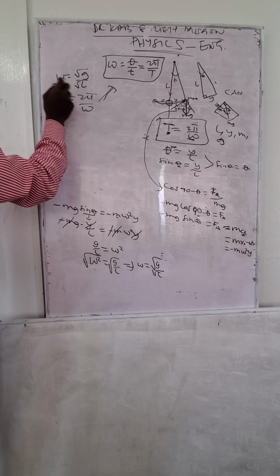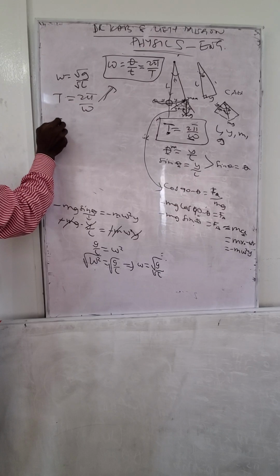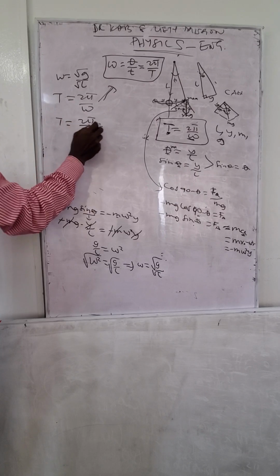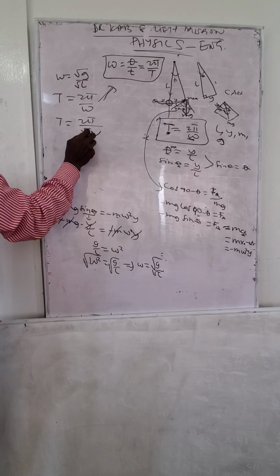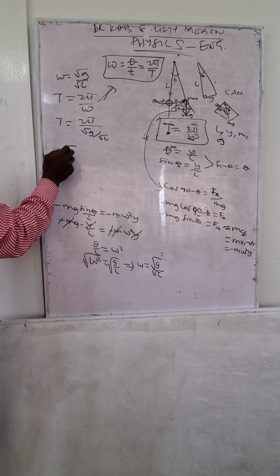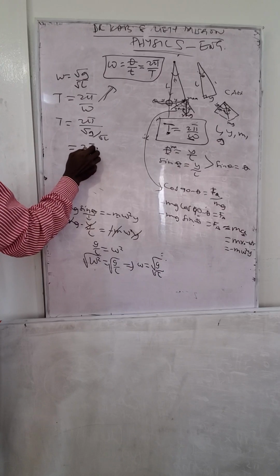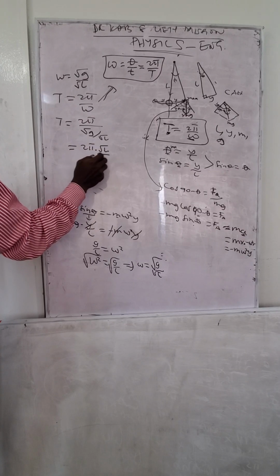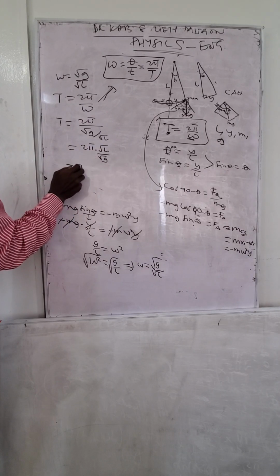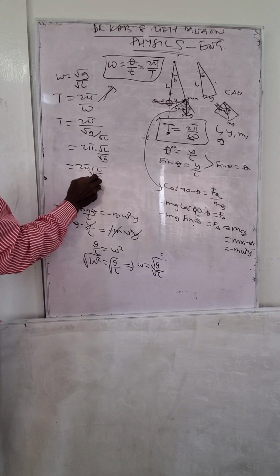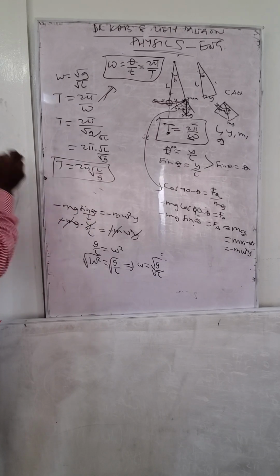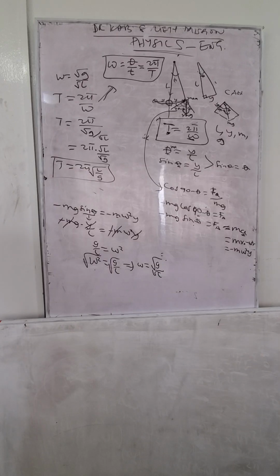So at this point, let's substitute omega into the equation. So T will be equal to 2 pi over root of g over L, which is the same as, because this is dividing into 1, 2 pi times root L over root g, which is the same as 2 pi root of L over g. This is the equation that we have. So this simplifies the whole thing.